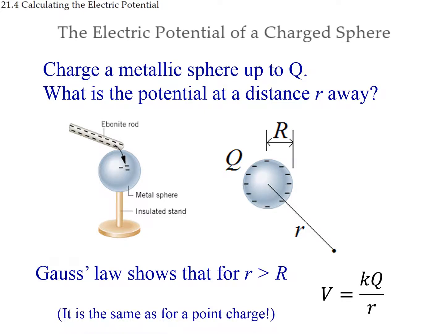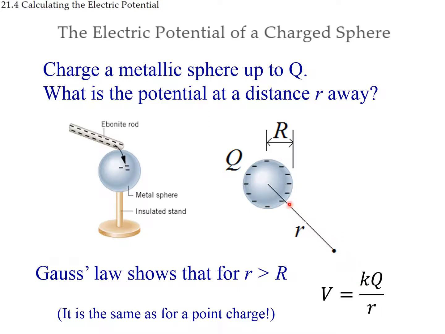This is another interesting case. If you have a sphere and you charge the sphere, the question is, what would be the potential at a distance r away? Well, it is not explained in the textbook because they skip talking about Gauss's law. But Gauss's law tells you that the potential produced by this spherically symmetric object is going to be equal to the potential produced by a point charge. So it's kq divided by r.